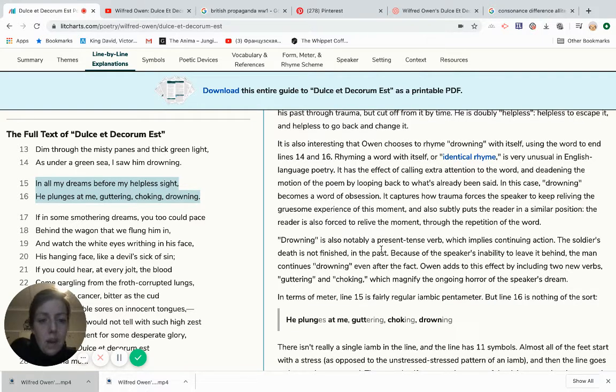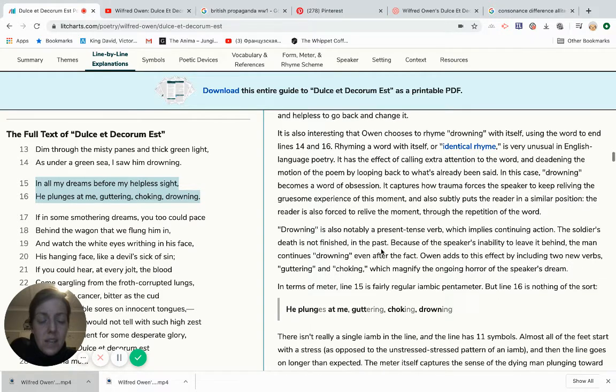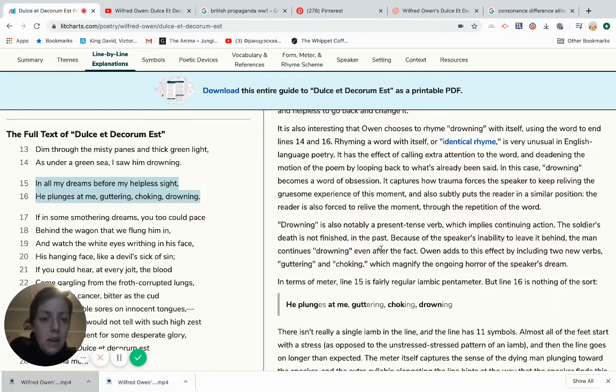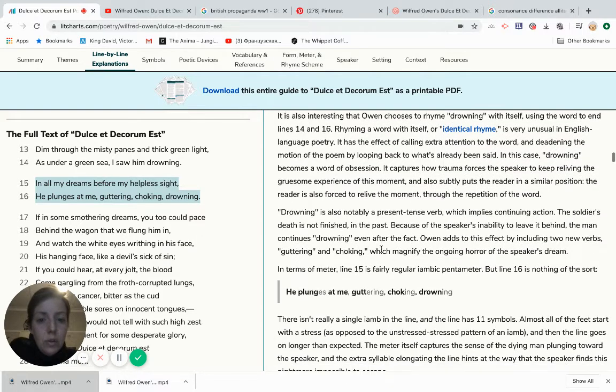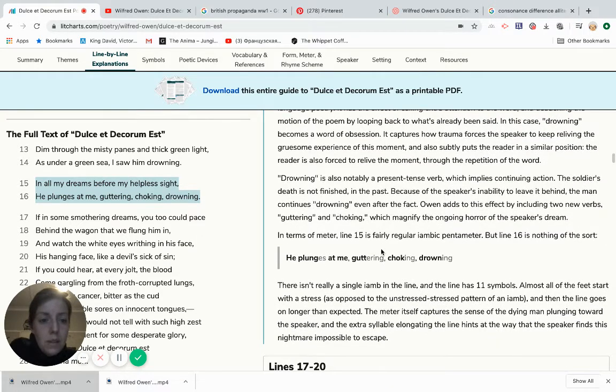In this case, drowning becomes a word of obsession. It captures how trauma forces the speaker to keep reliving the gruesome experience of this moment, and also subtly puts the reader in a similar position. The reader is also forced to relive the moment through the repetition of the word drowning.